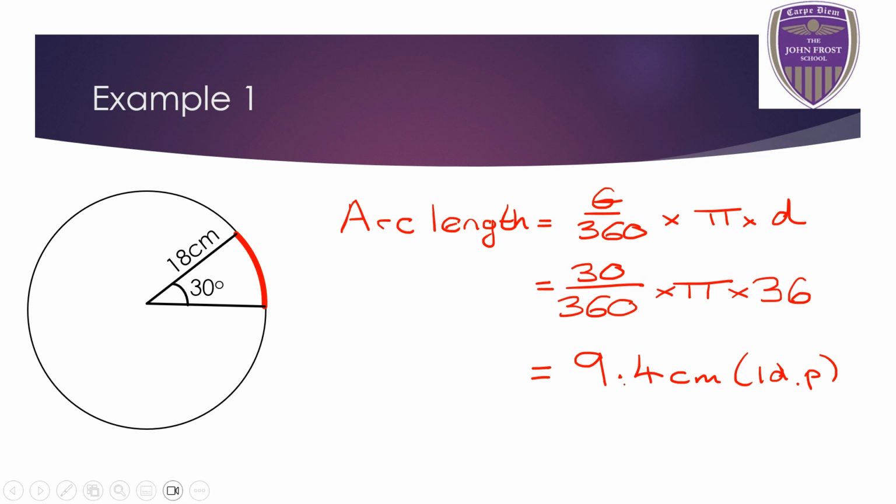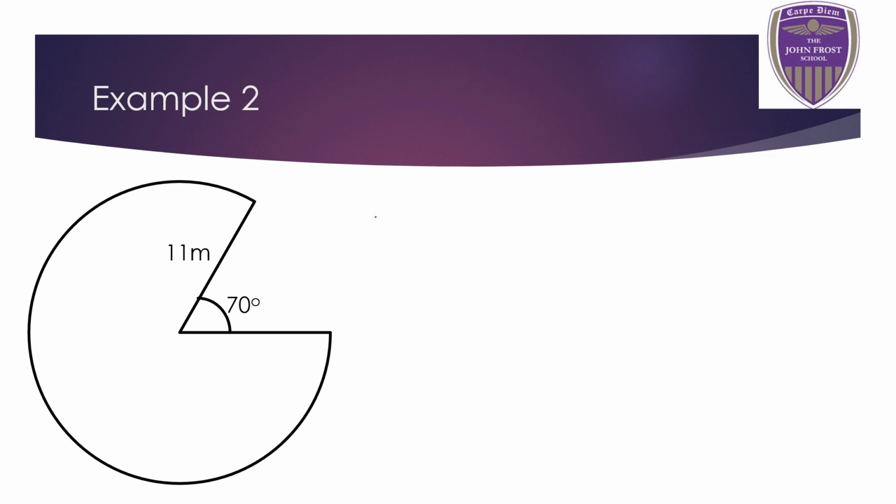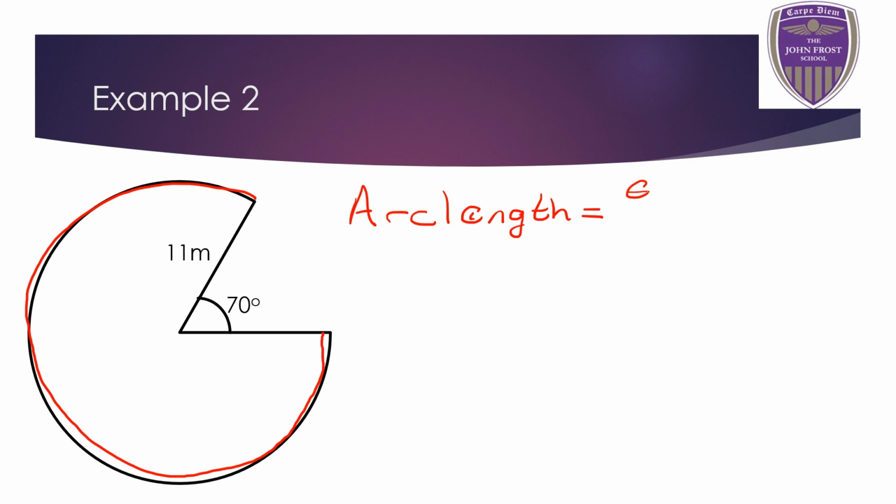Okay. Let's have a look at the second example then. So here we've got another sector, but this time it looks like we're trying to figure out the arc length of the distance outside here, okay? Now, the arc length we're trying to work out this time is not represented by the 70 degrees. So if we just recap our formula, arc length is angle over 360 times pi times diameter. Now, we do not need the 70 degrees. What we need is this angle here.